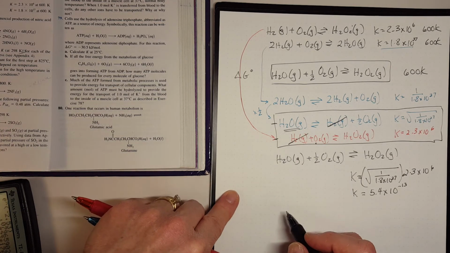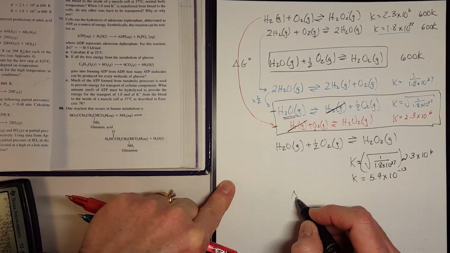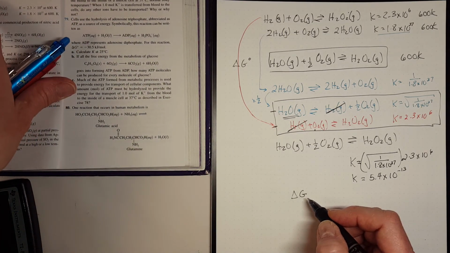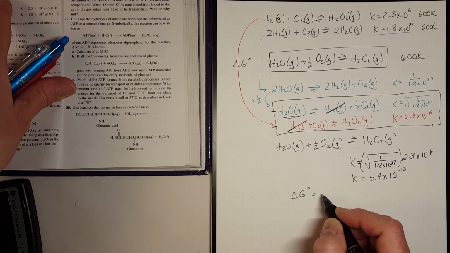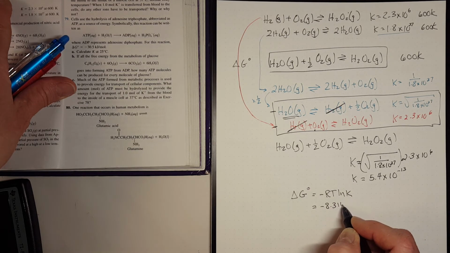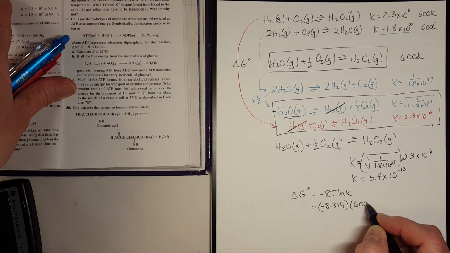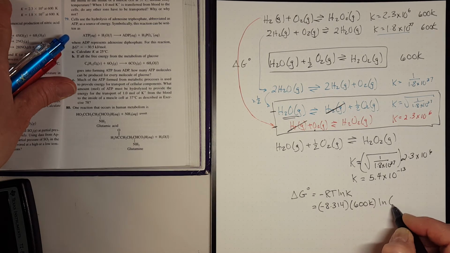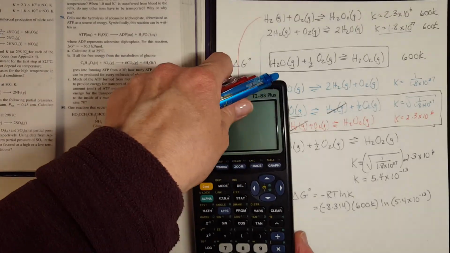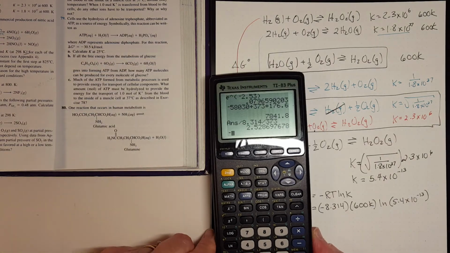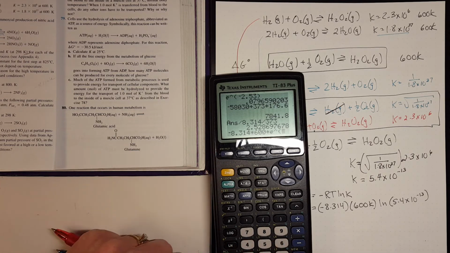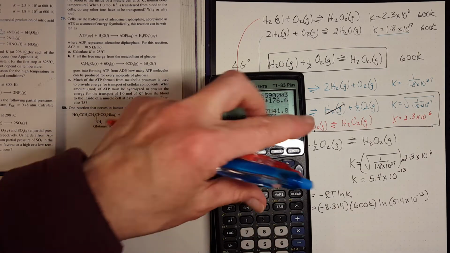Okay, so now we're trying to find delta G for this reaction. Well, delta G, right, the question for 63 says, find delta G at standard state, and delta G at standard state is equal to negative RT ln of K. So negative 8.314 times the temperature, 600 Kelvin, because we're already in Kelvin, times the natural log of 5.4 times 10 to the minus 13. So we're going to put that into our calculator. Negative 8.314 times 600 times the natural log of 5.4 times 10 to the minus 13.